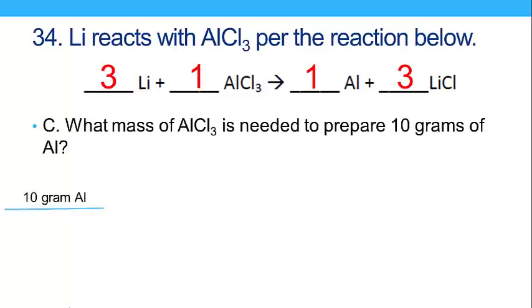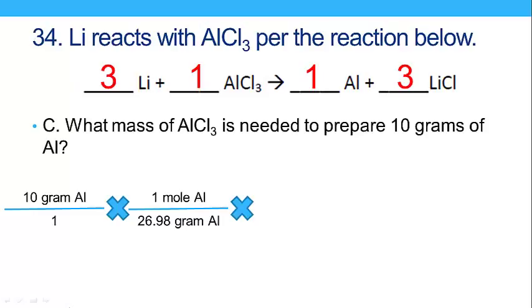So we'll start with 10 grams of aluminum. In order to cancel out grams of aluminum, I need grams of aluminum on top, and I want to change it to moles. So this is where we have molar mass. Anytime you have grams and moles, that's the molar mass. So we look on our table of elements, we figure out the molar mass of aluminum, and it's 26.98 grams.